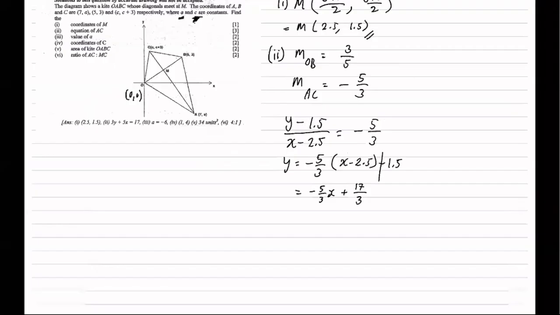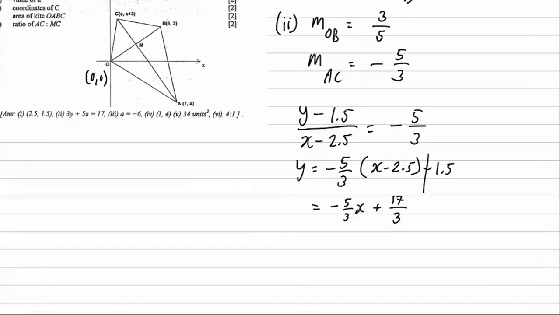Okay, now that is the equation. They gave it in a different format: 3y plus 5x equals 17. Do you understand how they are the same? Yeah, just times 3 and bring the x term over. Okay, good. That is part 2 done. Let's move on to part 3.